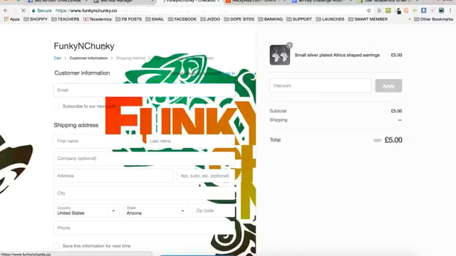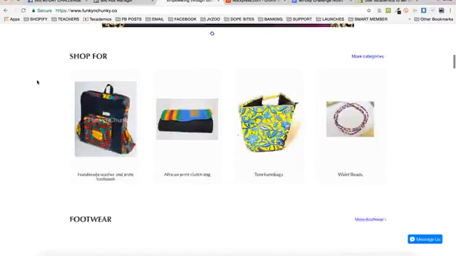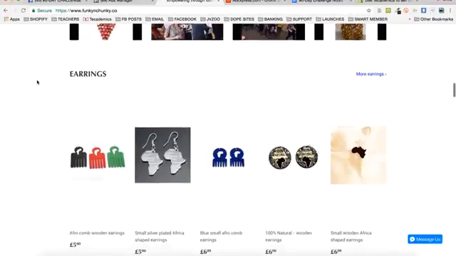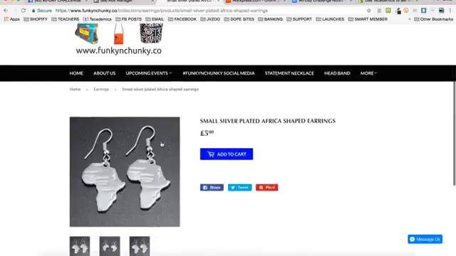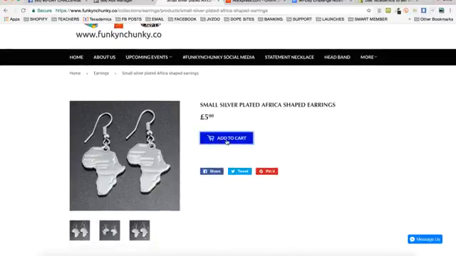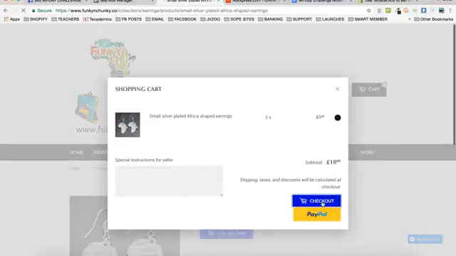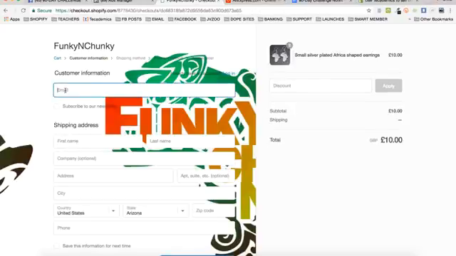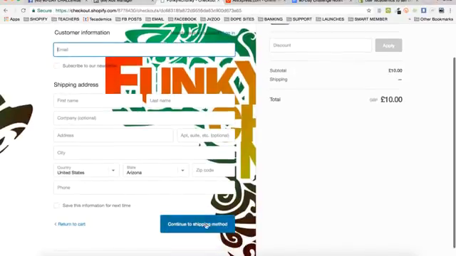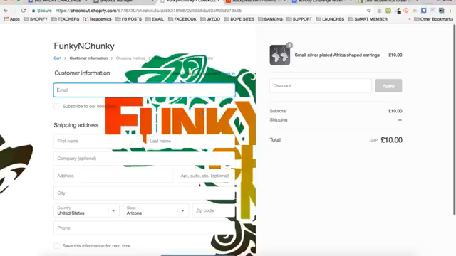They go to this website, your website, Funky and Chunky. This is the homepage. They go to an individual product, and then they can add the product to their cart, check out, and now they can enter their customer information, their shipping address, continue, and then they'll put in their credit card and they'll buy it. Okay, that is how Shopify works.